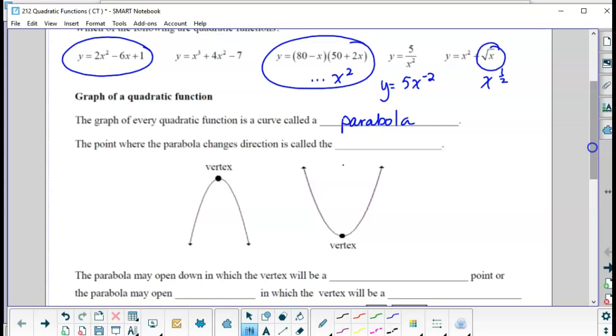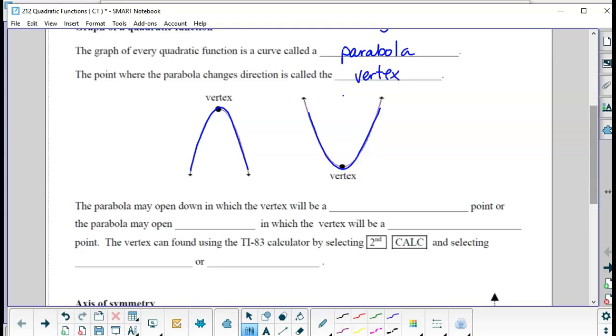The point where the parabola changes direction is called the vertex. So here it's going up and then coming down. Here it's going down and then coming up. Parabola may open down, in which the vertex will be a maximum point, or open up where it's a minimum point. Okay. Oh, sorry, put that in the wrong place. Open down, so it will be a minimum.